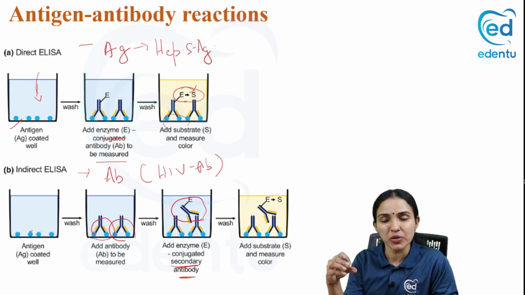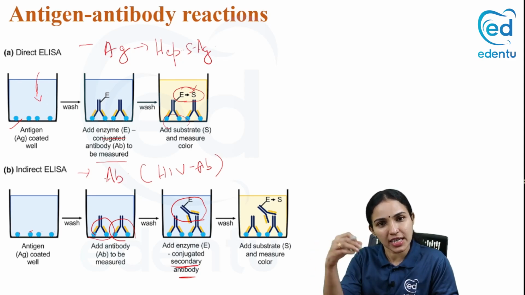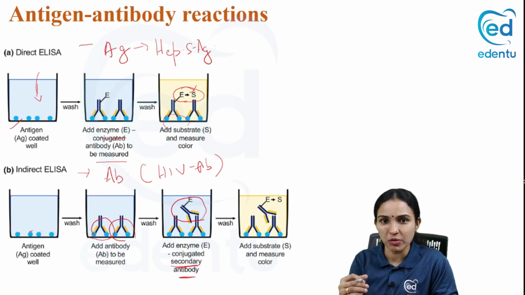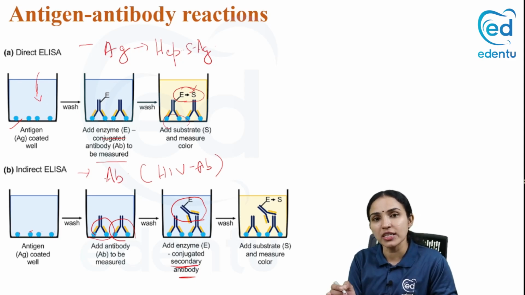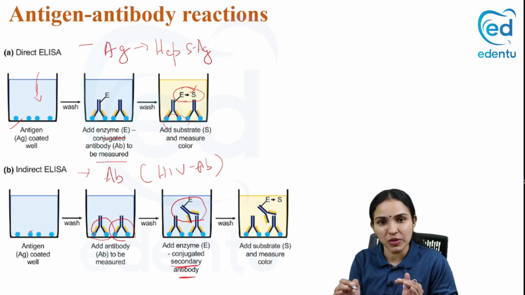Now the antibody present in the patient's serum has already got attached to the antigens in the well. So in order to detect that, you're going to add a secondary antibody which can bind to the primary antibody, and that secondary antibody will be conjugated with an enzyme. Then you add the substrate and you get a color. That color indicates that this particular patient's serum contains the antibody.